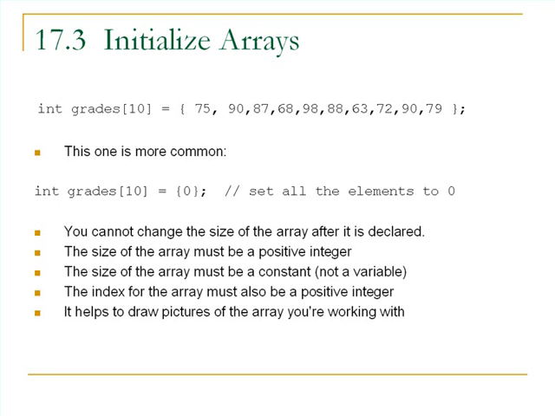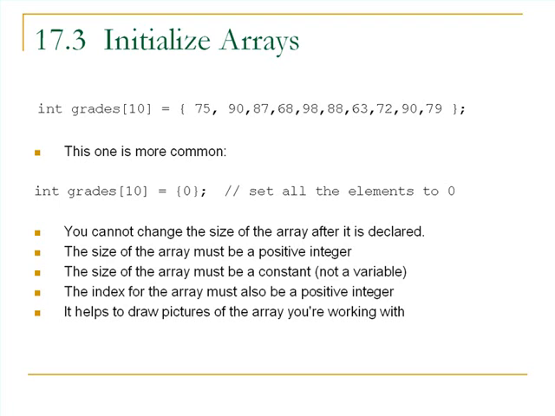So here are some things to remember about the declaration of arrays in C. First of all, you can't change the size of an array after it's declared. So this array of 10 elements that we've declared will always have 10 elements in it. If you need more than 10, you're out of luck. You should have used a bigger number in the declaration.